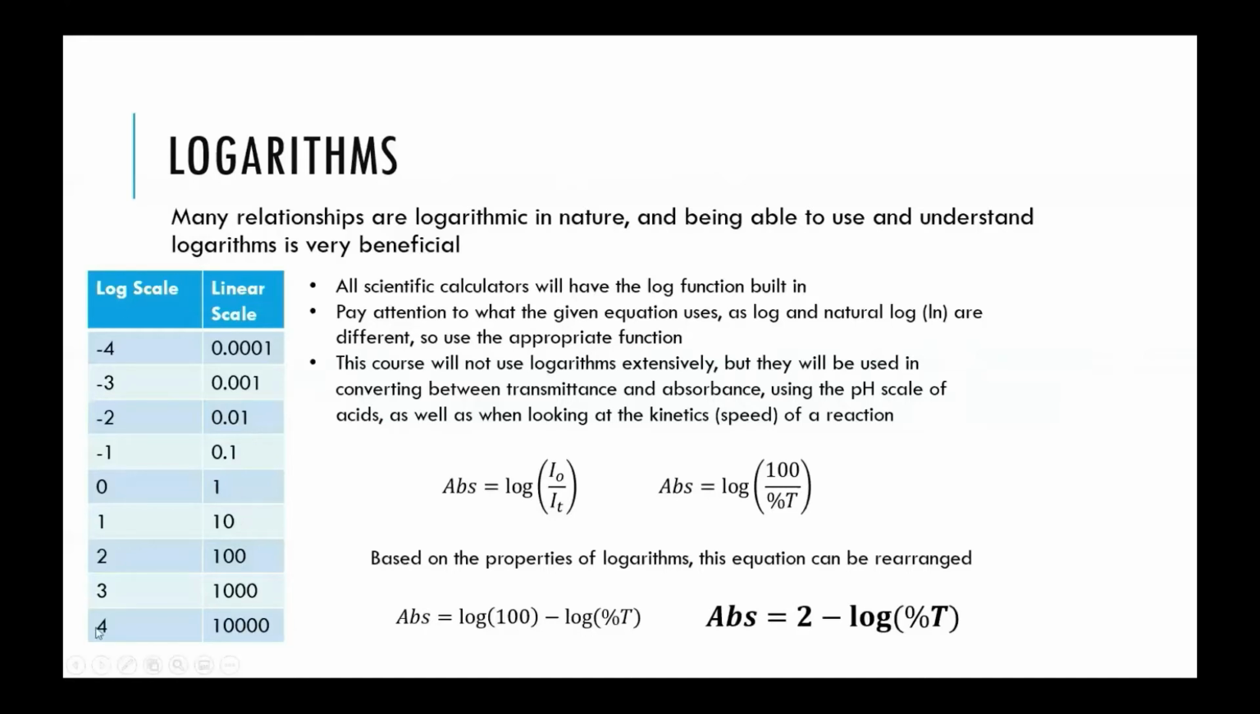So looking at the log scale, you have -4, -3, -2, -1, 0, 1, 2, 3, 4, 5. This is how it matches up with a linear scale. You're looking at how many digits are there in the final number. In the case of 0, it's 1. And in the case of a log of 1, that's 10, then 100, 1,000, and so on.